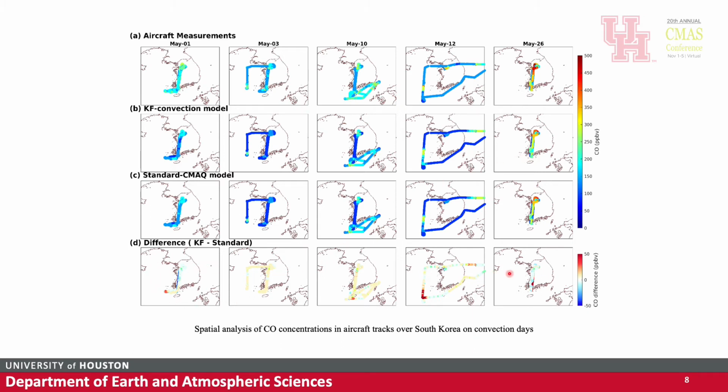As you can see in the last row, the difference of KF minus standard is mostly positive, and in some cases it is negative, which are basically those layers, those altitudes, where the concentrations were reduced by the downdraft flux.